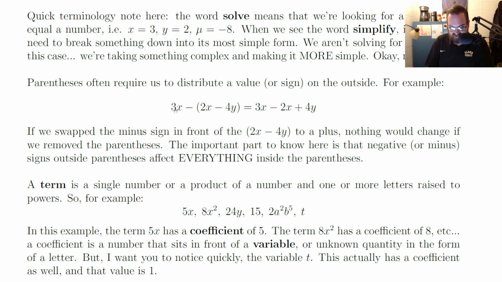So effectively, the minus is going to distribute itself to the 2x. This is using the distributive property that we talked about last time. 3x is going to stay just as it is. The minus is applying to the 2x, so we have a minus 2x. And the minus is also applying to the 4y. So the 4y turns into a positive, because if I negate something that's negative, it makes it positive.